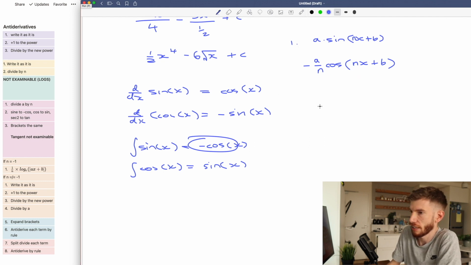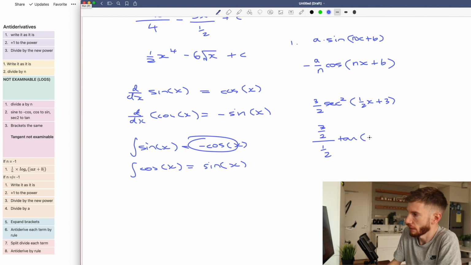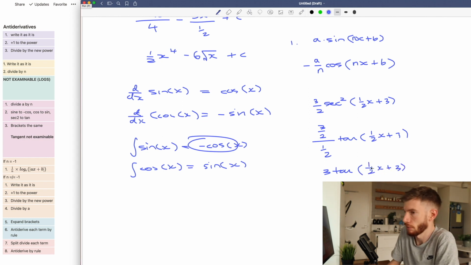Again, if we were doing something like secant squared of x, we know that the derivative of tan becomes secant squared of x. So it works the same way. You just have to know that secant squared antiderives back to tan. So if you had, let's do a more complicated one, 3 on 2, and then we'll do secant squared of half x plus 3. The first thing that we would do is write, okay, 3 on 2, we're going to divide out the n, which is a half. We'll deal with that later. Secant squared then becomes tan, and the brackets stay the same, like that. And then we can clean up the front here. 3 on 2 divided by half gives us 3. You can also times and flip. And now we've got the antiderivative of that one as well.